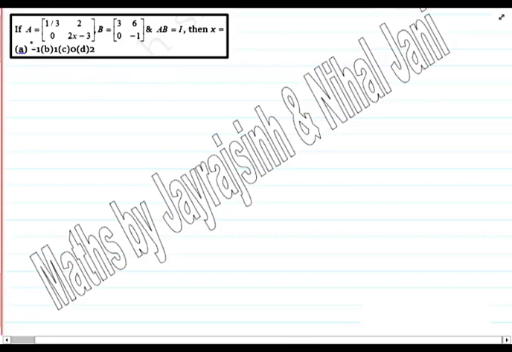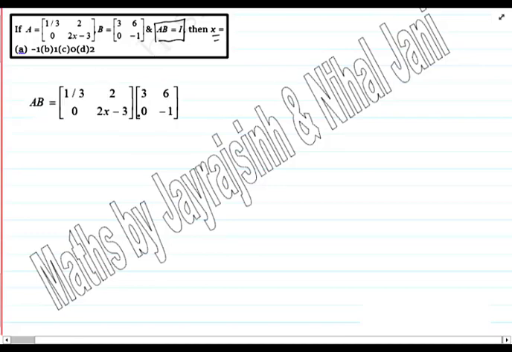In our next question, we have two matrices, matrix A and matrix B. And it is given that A into B is equal to I. And using this condition, we have to find the value of x. Okay, no problem. Let's find out A into B. Here it is. Both have order 2 cross 2. That means our answer will also be in terms of 2 cross 2, right? So we will have 2 rows and 2 columns, right?